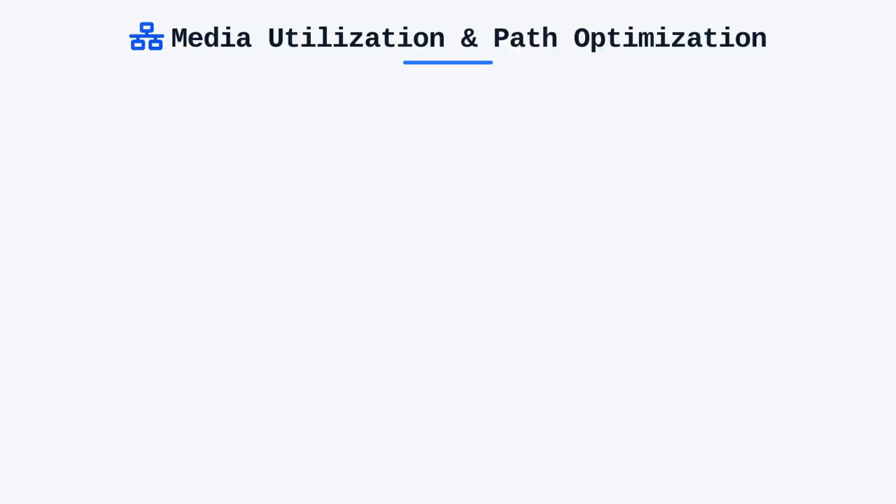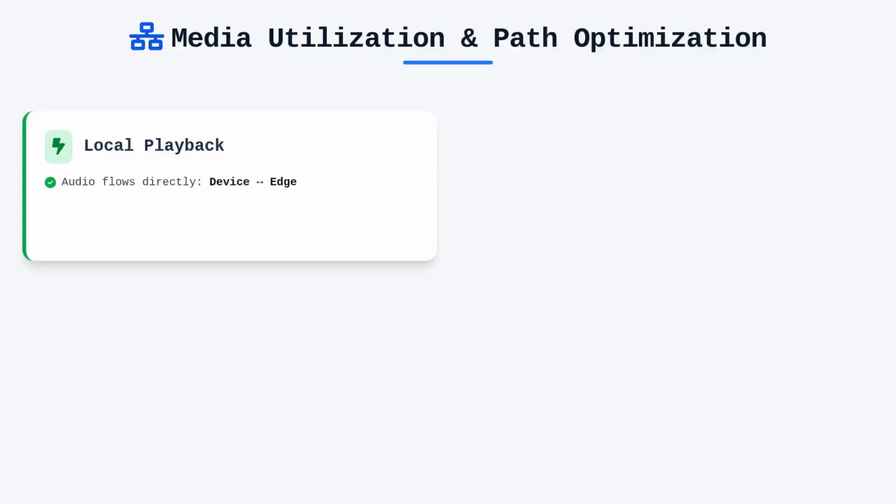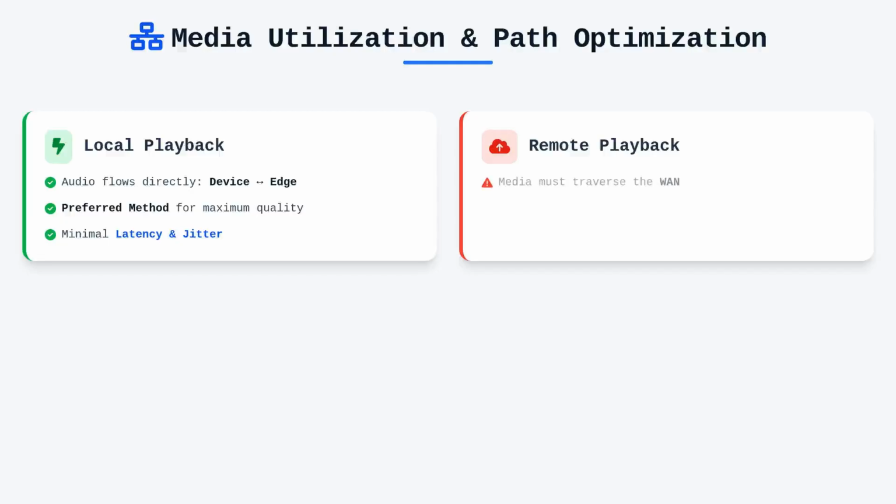Media utilization is a complex topic influenced heavily by the physical location of the edge relative to the desk phone or the trunk it serves. When a user makes a call, the system attempts to keep the media path as local as possible to reduce latency and jitter. Local playback, where audio flows directly between the user's device and the edge, is the preferred method for ensuring call quality. Conversely, remote playback occurs when media must traverse a WAN, often resulting in degraded quality if the network is not appropriately sized.